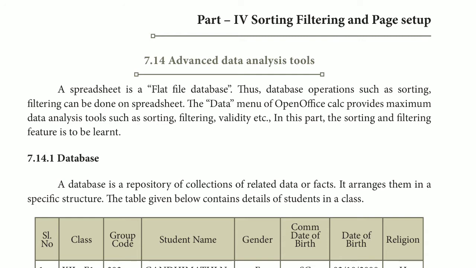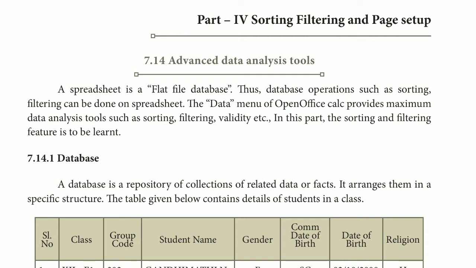The data menu of OpenOffice Calc provides many data analysis tools such as sorting, filtering, validating, etc. In this part, the sorting and filtering features are to be learned. So first thing is database. A database is a repository of a collection of related data or facts. It arranges them in a specific structure.